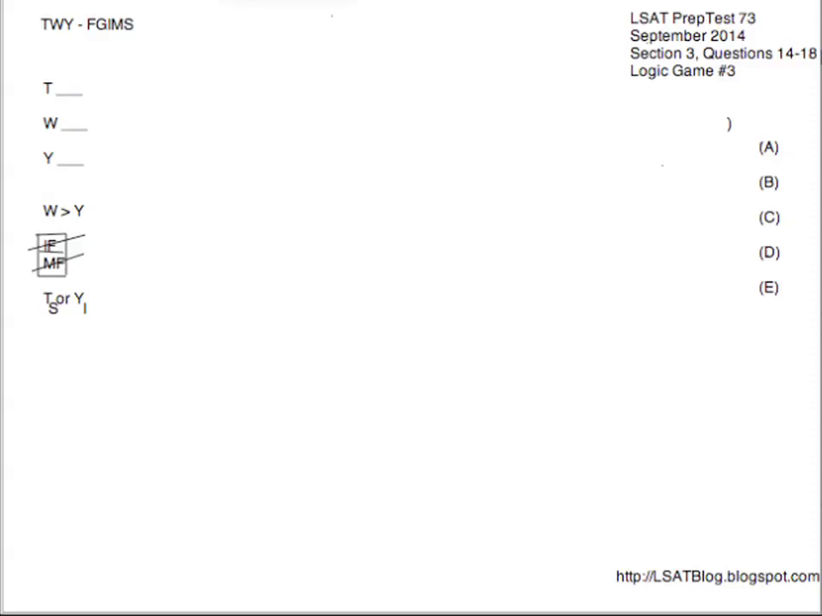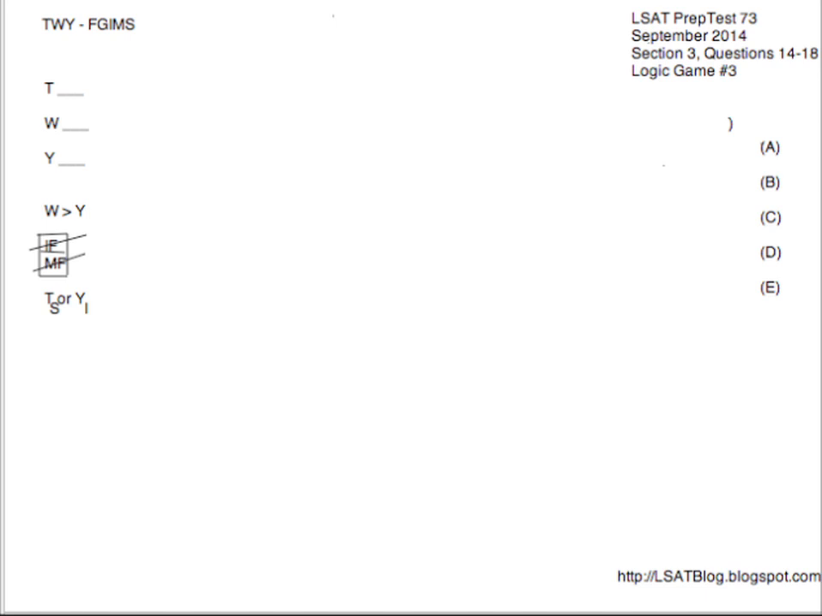Hey guys, in this video I'm going to explain the third logic game of LSAT PrepTest 73, which is the September 2014 LSAT. This is the game where we have the families T, W, and Y owning the 5 buildings F, G, I, M, and S. I've laid out a diagram and some rules here and I'll explain all of those.